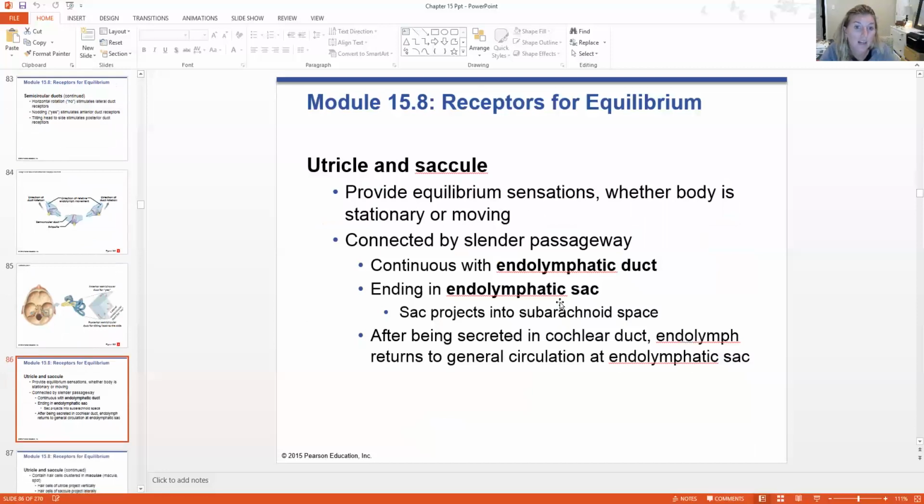The utricle and saccule are providing equilibrium sensations to whether or not your body is stationary or moving, right? Are you on a plane? Are you on a train? Are you in a car? Are you moving forward, or did your train just stop? Did your car just stop, right?